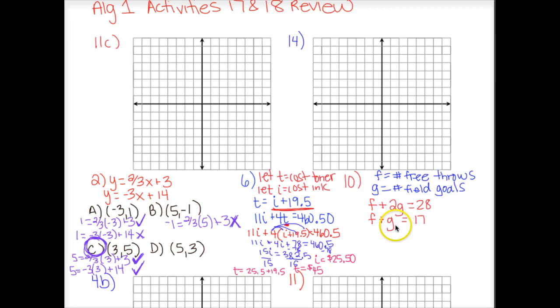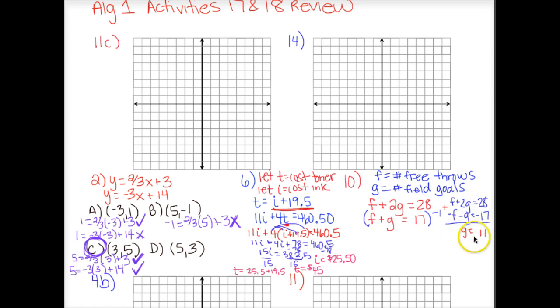Step 2, I need to get the coefficients to be opposites on either my F's or my G's. Now, the F's right now have the same coefficient, so to make them opposites, all I really need to do is multiply by -1. So the top one is going to stay the same, so F plus 2G equals 28. The bottom equation, when I multiply by -1, is going to become -F minus G equals -17. Once I have opposites, step 3 then is to actually add in columns. So F plus -F is 0. 2G plus -G is G. 28 plus -17 is 11.